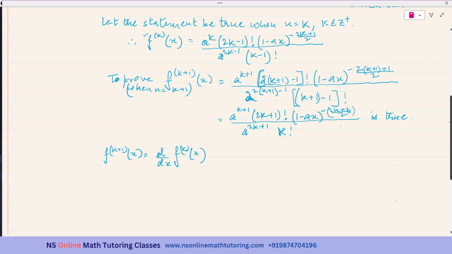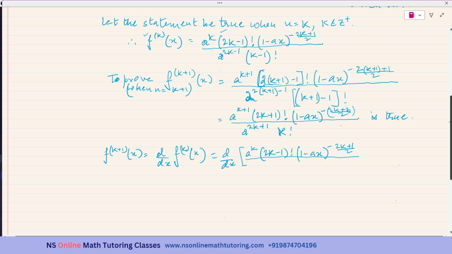So this is equal to this entire expression: e to the power of k, 2k minus 1 factorial, 1 minus ax raised to the power of minus 2k plus 1 over 2, divided by 2 to the power of 2k minus 1 and k minus 1 factorial.